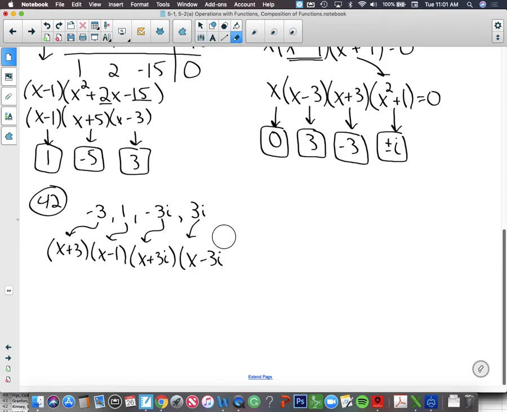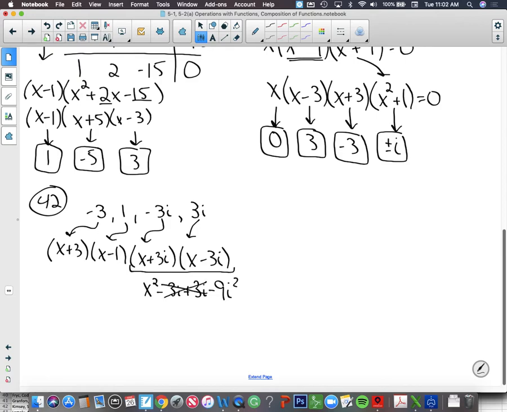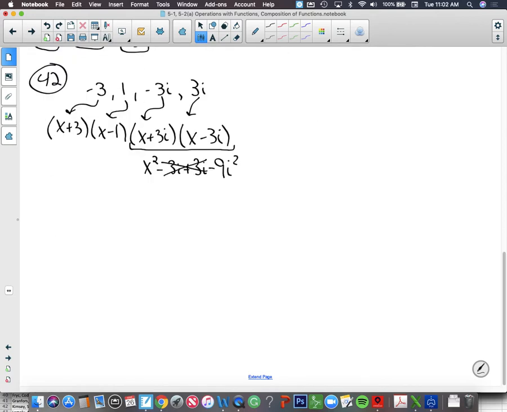So for the people that worked through this with me yesterday, remember I said that you want to start here. That's the easiest place to start. So if we start foiling there, we're going to have x squared minus 3i plus 3i minus 9i squared. So this right here is the reason that you wanted to start with the imaginary numbers. Okay, and then remember an i squared is -1. So that means this would turn into a plus 9 on the back end. So now we got x plus 3, x minus 1, and x squared plus 9.